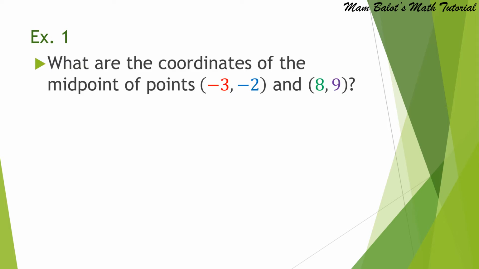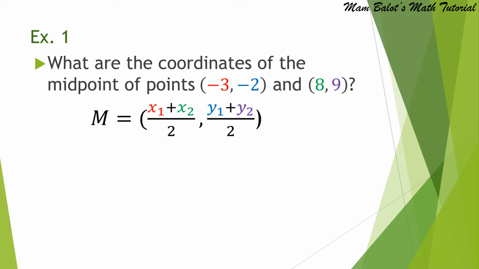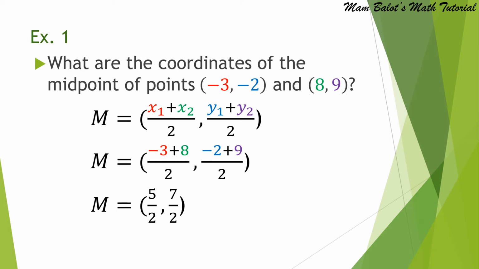Example number 1. What are the coordinates of the midpoint of points (-3, -2) and (8, 9)? Using the midpoint formula, we substitute for the values of x and y. So we have x sub 1 is -3, x sub 2 is 8, y sub 1 is -2, and y sub 2 is 9. Evaluating further, -3 plus 8 is 5, and -2 plus 9 is 7. So the coordinates of the midpoint are 5 halves and 7 halves.